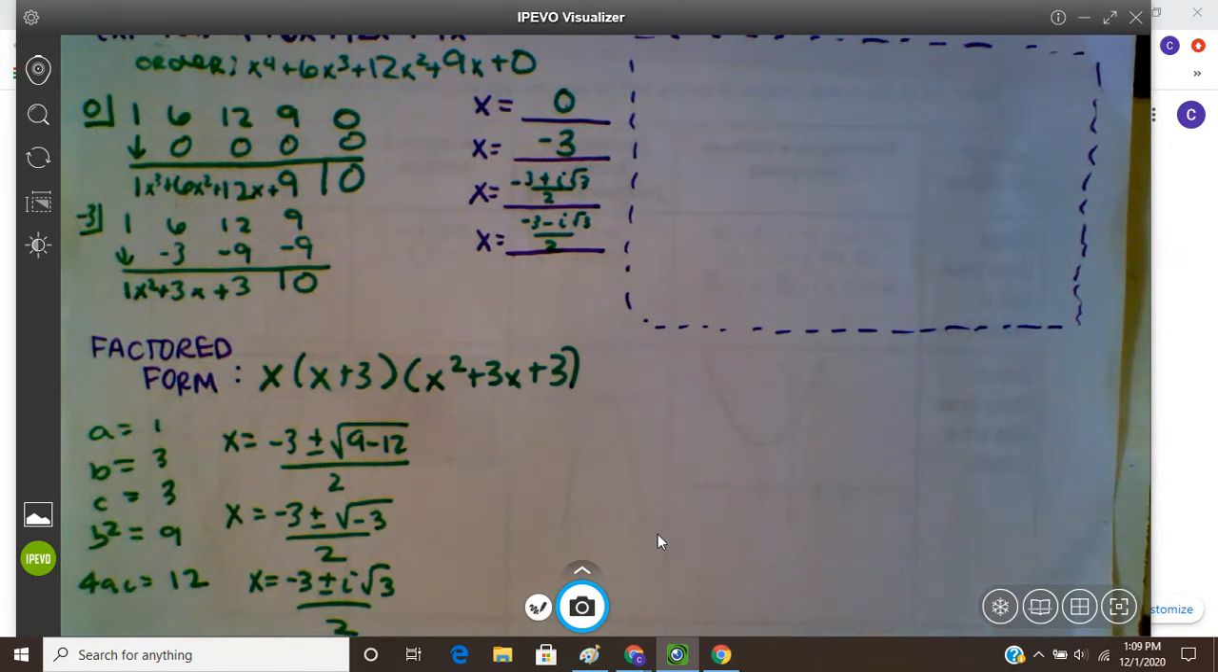This is great practice. Practice makes perfect as long as you're perfectly practicing. Don't you forget that.